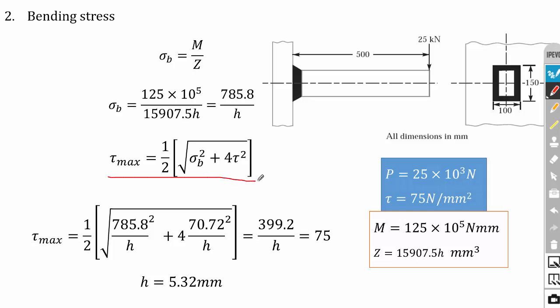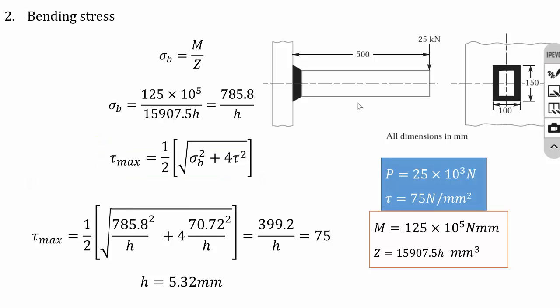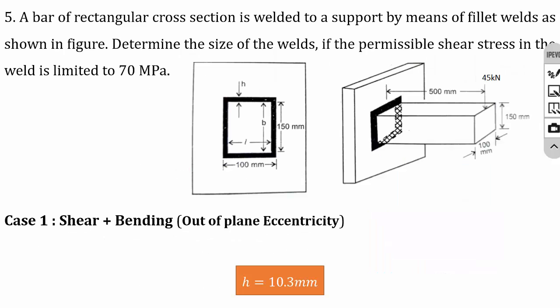Finally substitute everything in the sigma max equation, because they have given the maximum stress value. So if sigma max is given in the problem, then you can use the sigma max equation. So here in the problem, tau max is given. That is why I have calculated the tau max value. So substitute everything and calculate the size of the weld. Okay, so this is the calculation of weld size for eccentric loading comes under case 1.